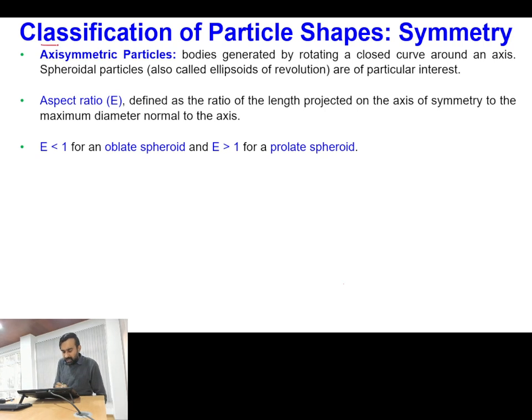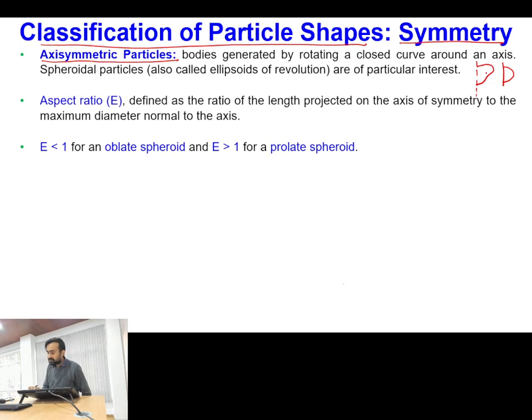So first, for the classification of particle shapes, we can classify them based on symmetry. The very first type of particle is the axisymmetric particle. In case of axisymmetric particles, we have some axis of symmetry, and about this axis, if I take any closed curve and rotate it through 360 degrees, I will get an axisymmetric particle.